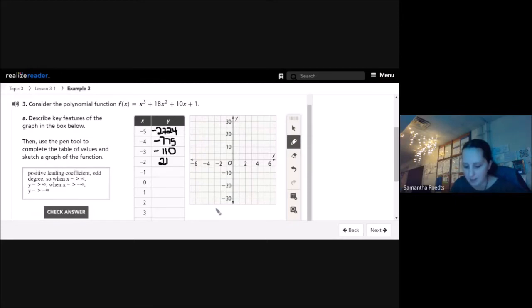And then I get negative 1 to the 5th power plus 18 times negative 1 squared plus 10 times negative 1 plus 1 is 8. Okay, 0: 0 plus 0 plus 0 plus 1 gives me 1. And then I have 1 to the 5th, so 1 plus 18 plus 10 plus 1 is 30.